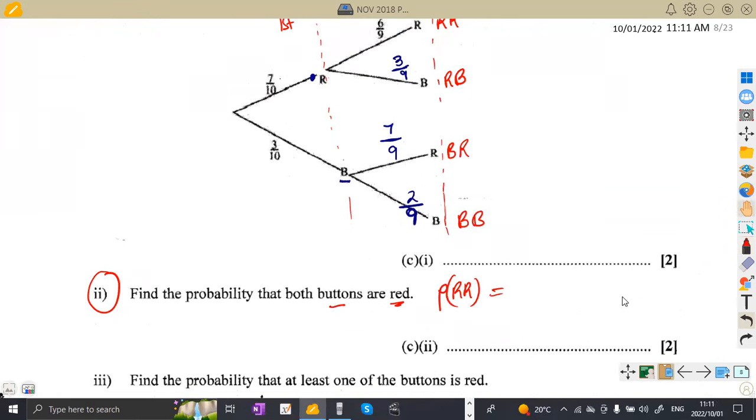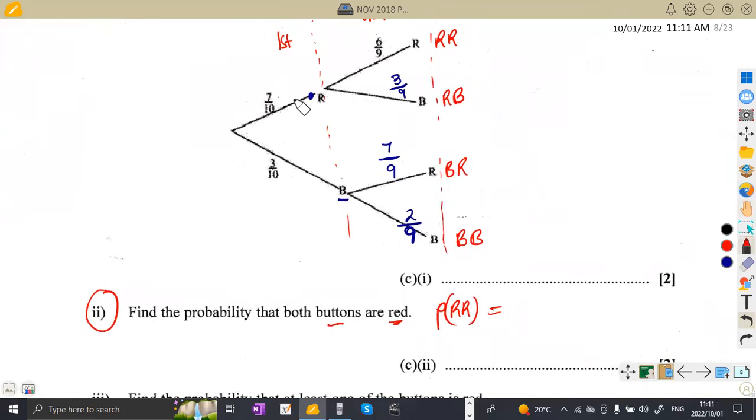That is now what you're asking the question. So the first red is 7 over 10. So it's 7 over 10 times the second red. The second red is 6 over 9. So this is now you and your calculator.